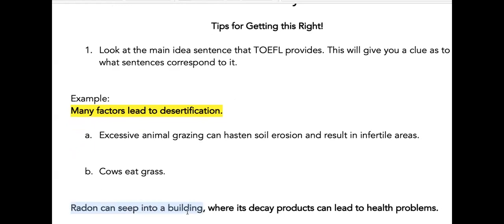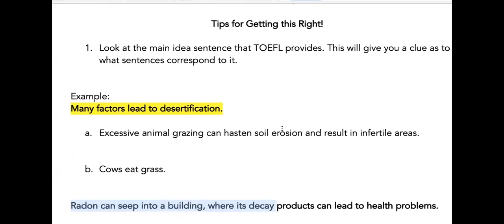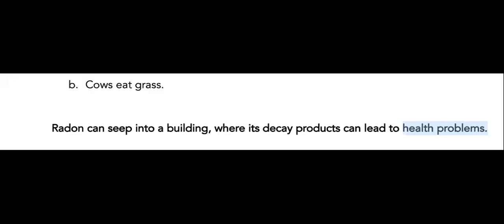Here's our sentence. Radon can seep into a building where its decay products can lead to health problems. So radon goes into a building, its decay products can lead to health problems. So probably what you want to look for here is radon causing health problems. Okay, so you want to find sentences that match that idea.